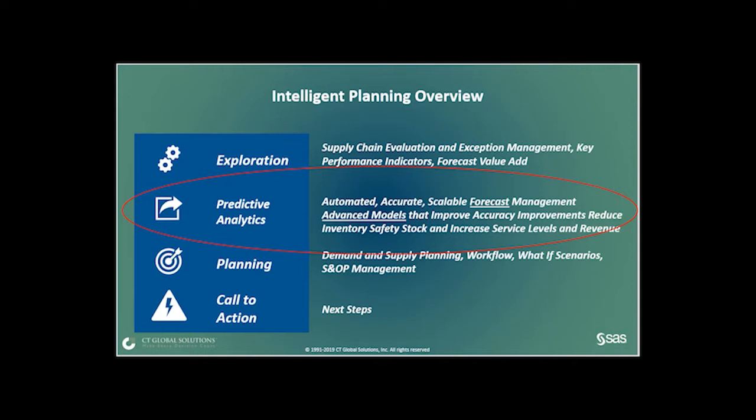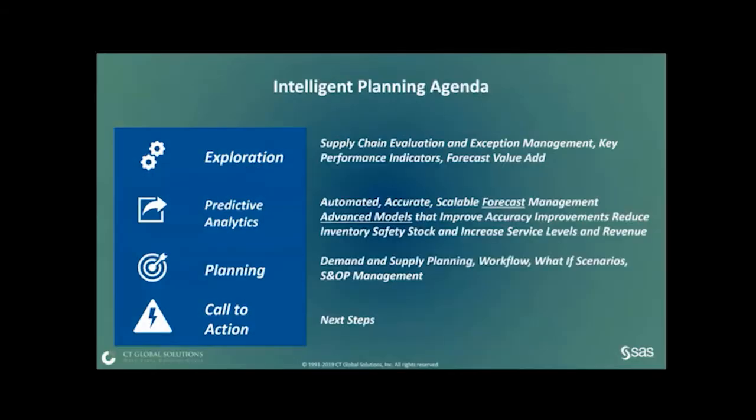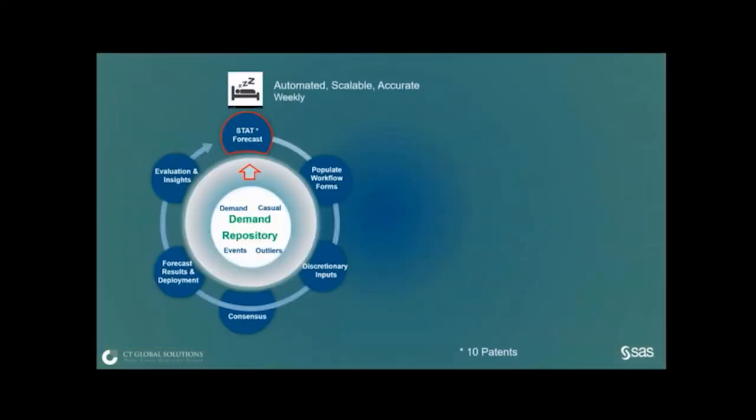Number two is predictive analytics. Key to predictive analytics is automation, accuracy, and scalability. Forecast management using advanced, especially causal models that improve accuracy and help reduce your inventory, safety stock, and service levels, improving service levels. Number three is we're going to get into the planning methodology, which is demand and supply planning, all the workflow that's associated with it, simple examples of what-if scenarios and sales and operations planning management, and then a call to action. So as far as the big picture is concerned, this circle represents the process of demand planning.